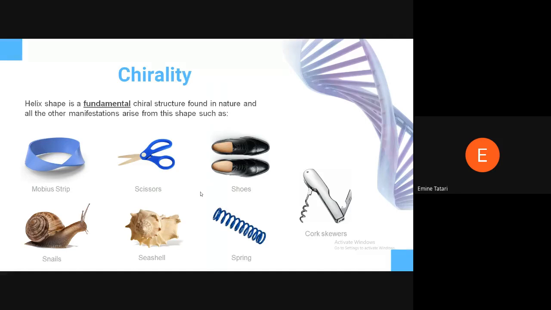Here we have given some examples of chiral materials that are found in everyday life. The range of objects that manifest chirality varies from microscopic to macroscopic scale. Helix shape is the most common and fundamental chiral structure found in nature, and all other manifestations arise from this shape. And here we have given the pictures and the examples of chiral materials. For example, the Mobius strip, the scissors, the shoes, the spring, the seashell snail, and the cork skewers. They are all examples of chiral materials found in our everyday life.